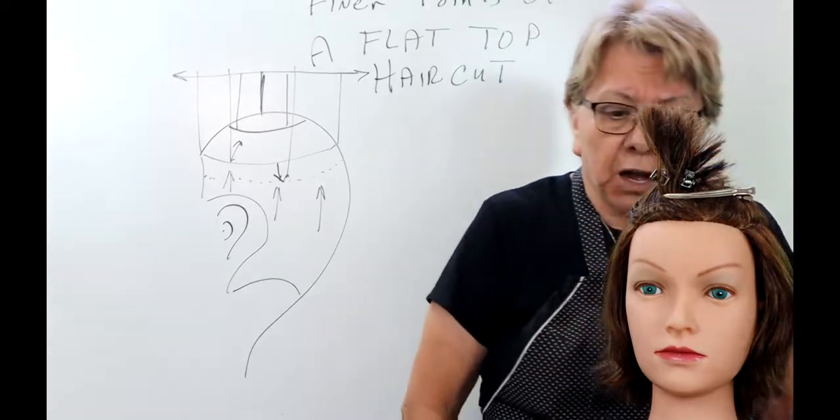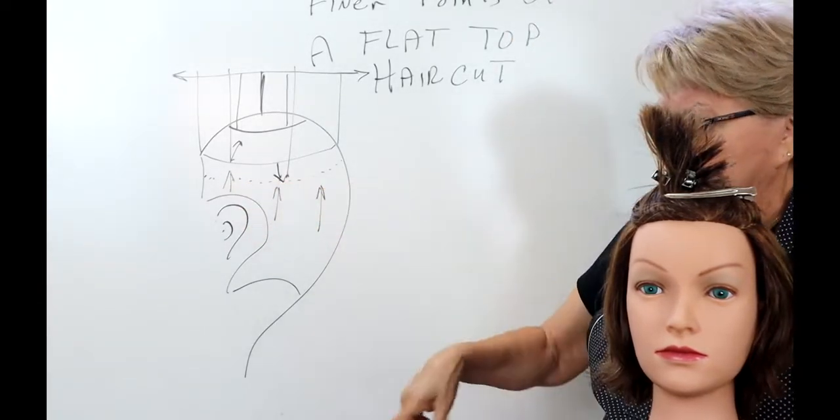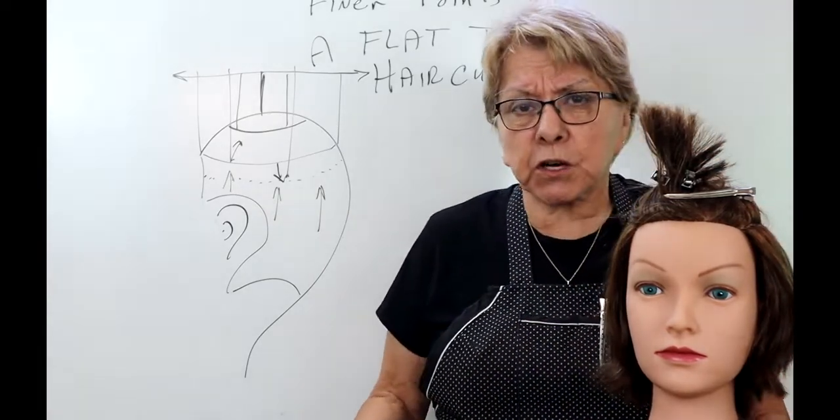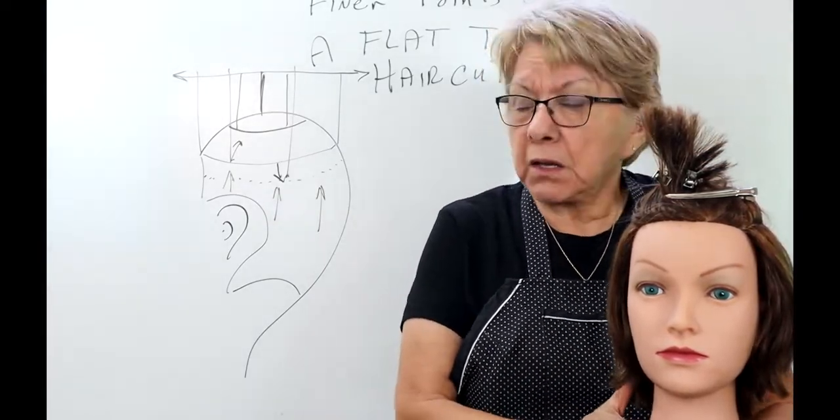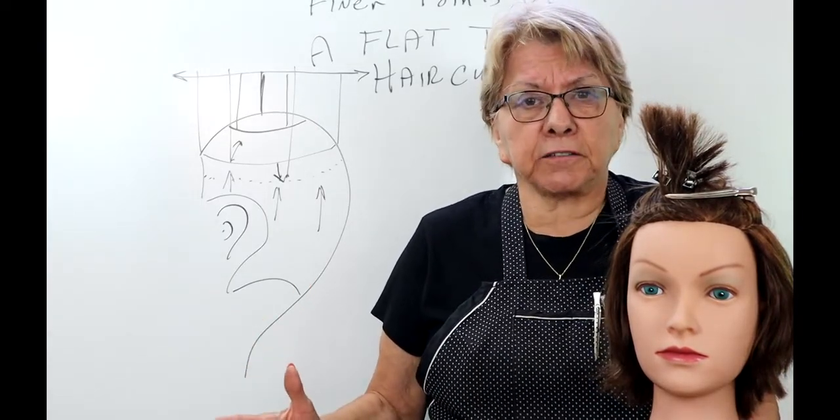Let's say that. Okay, so what we're going to do is we're going to take everything up to the lower ridge. I've got my clipper at 000, because normally a flat top is kind of like, I don't know if you know the Marine haircut, a high and tight.